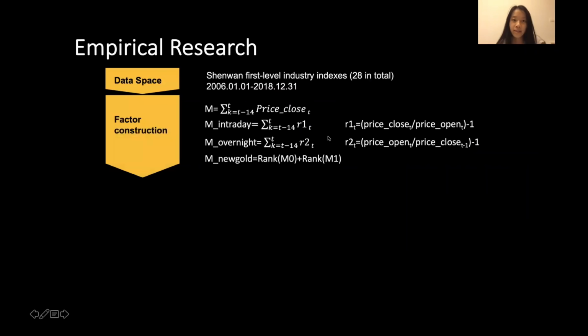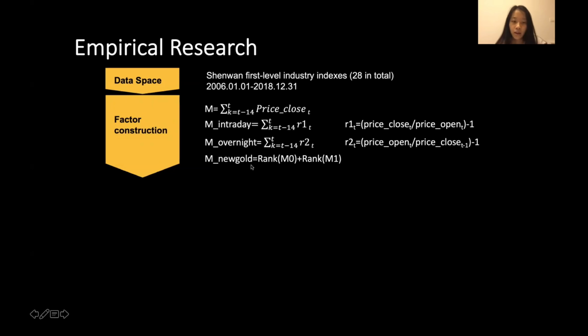As we can see in this slide, the traditional momentum M is just the sum of the close price returns of every day for the past 15 days. R1 is the close price of today over the open price of today minus 1. And R2 is the open price of today over the close price of yesterday minus 1. The intraday momentum factor is the sum of every day's R1 for the past 15 days, and the overnight momentum factor is the sum of R2 for the past 15 days.